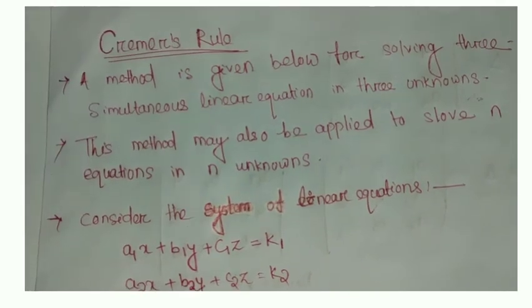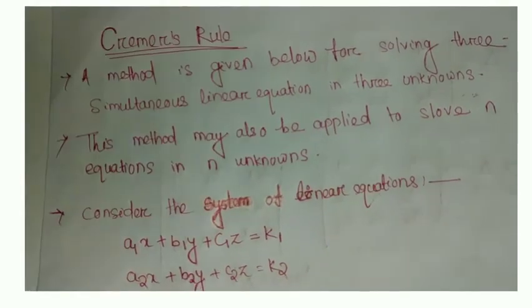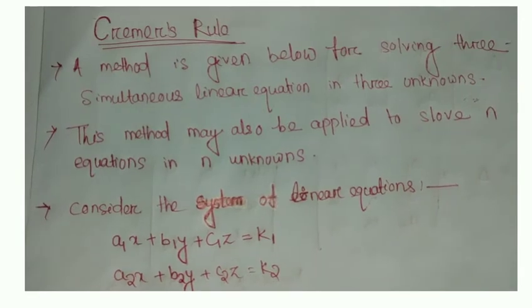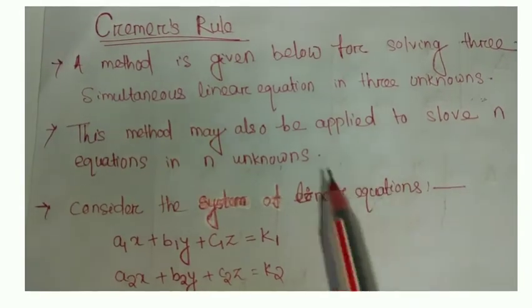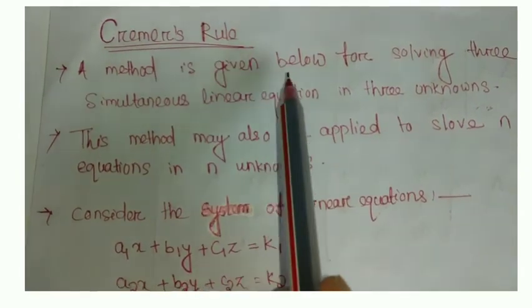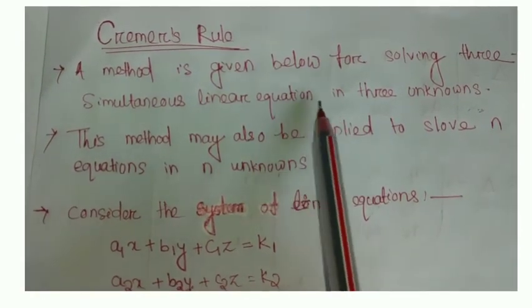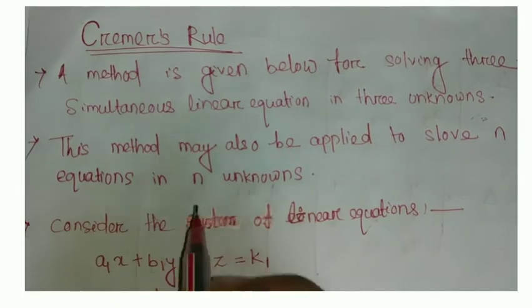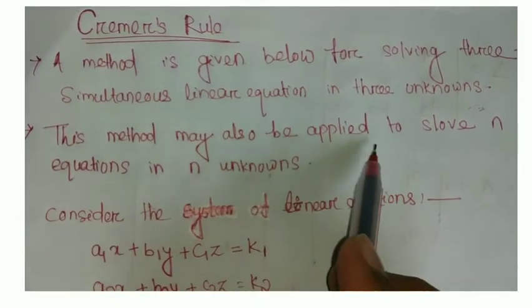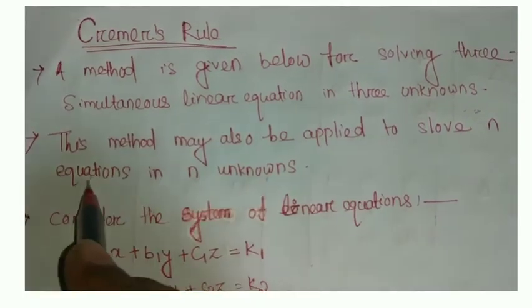In the previous class we completed properties of determinants, and today we discuss Cramer's rule. Cramer's rule is a method given below for solving three simultaneous linear equations in three unknowns. This method may also be applied to solve n equations in n unknowns.